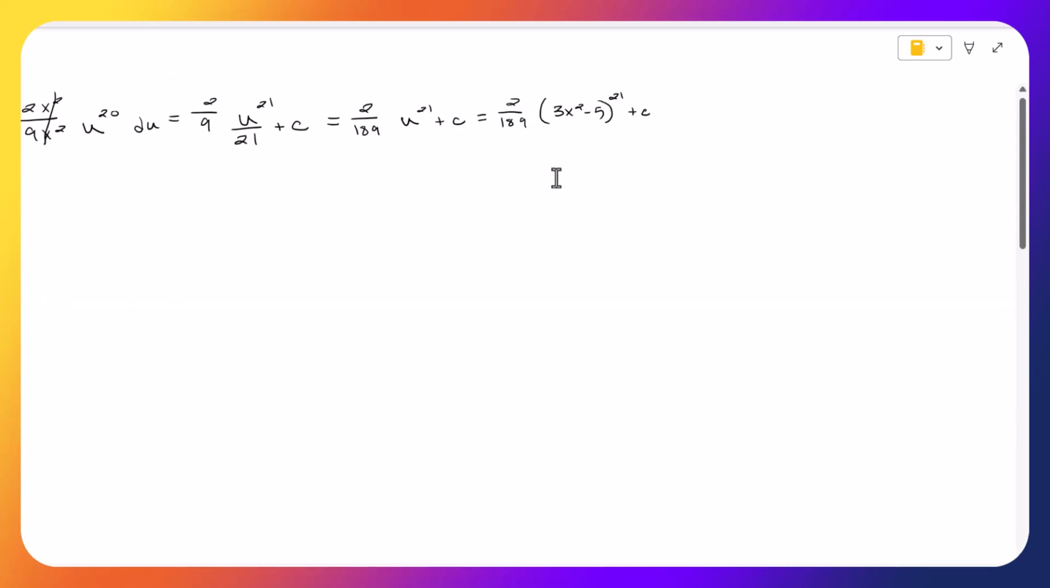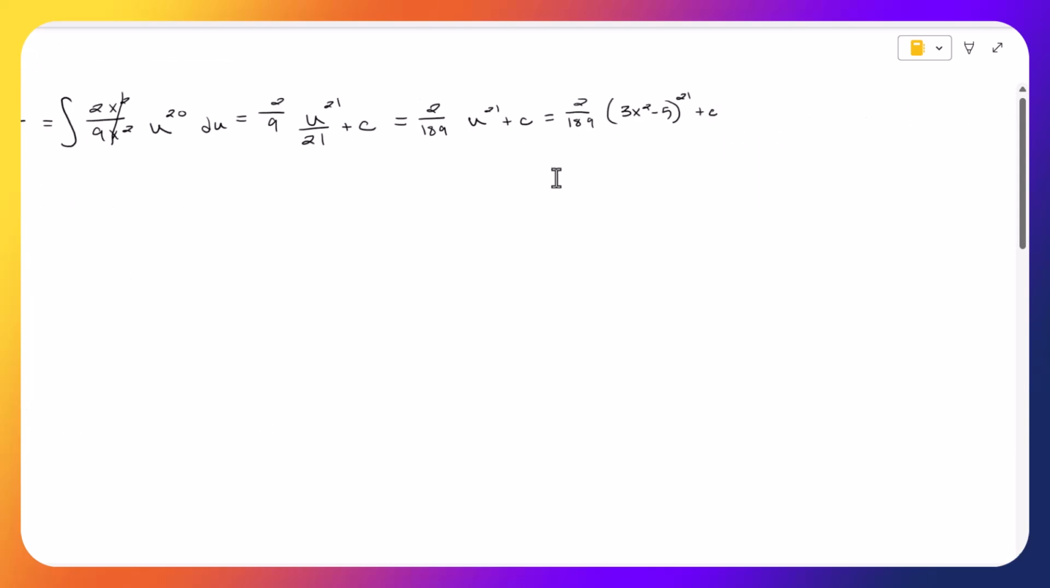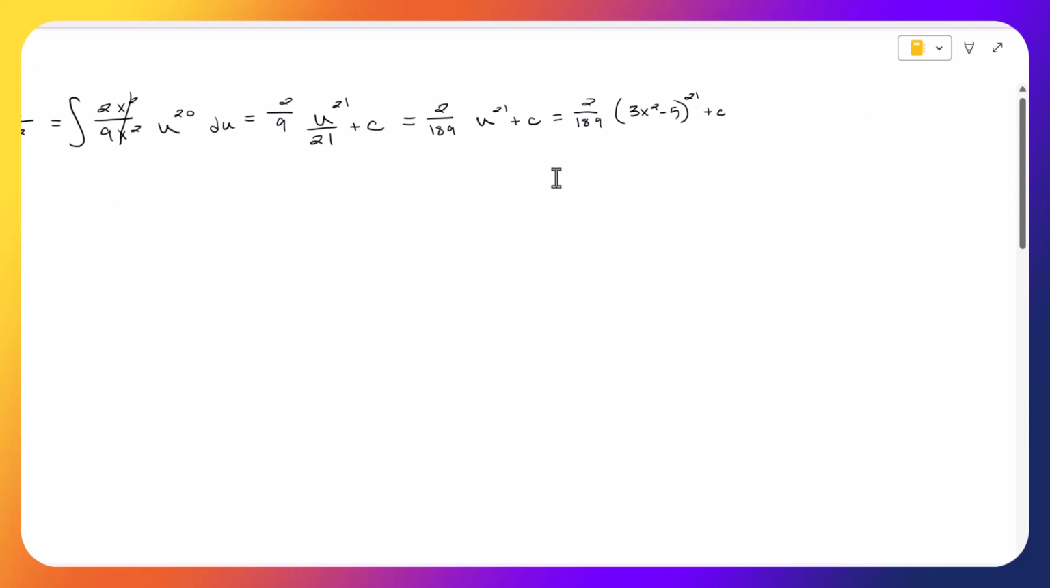Oh, did I miss something? Is this supposed to be... Oh, this squared is supposed to be a cubed. There we go, that fixes it.